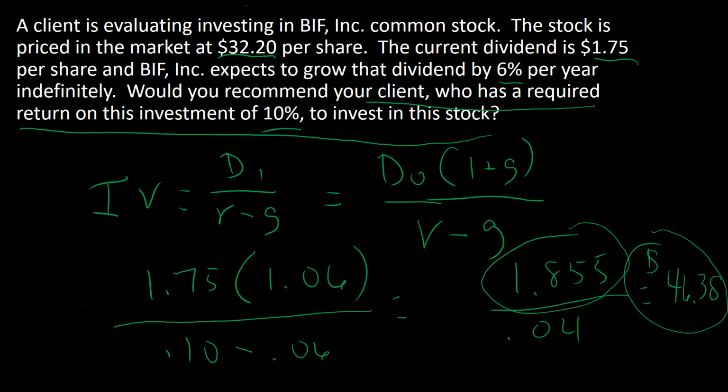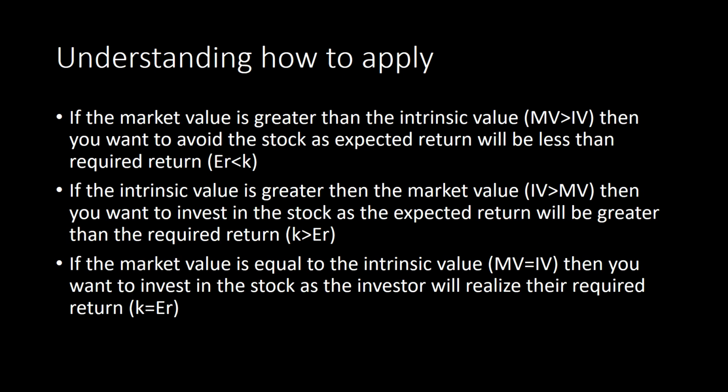What would I do? Well, if you memorize this slide, how do you apply this? If the market value is greater than the intrinsic value, so MV is greater than IV, then you want to avoid the stock, as the expected return that you're going to get from this is going to be less than your investor's required rate of return. They're not going to be happy. It's not going to hit their hurdle rate. If the intrinsic value is greater than the market value, so IV is greater than MV, then you do want to invest in this stock or undertake the investment, as the expected return will be greater than the investor's required rate of return.